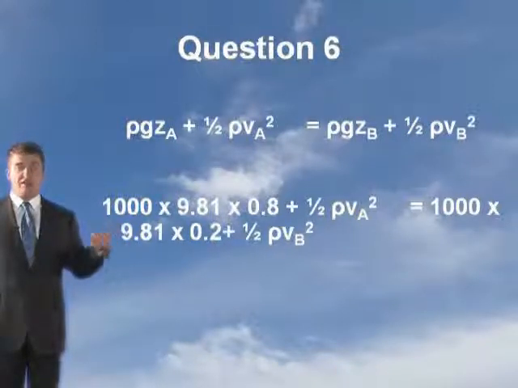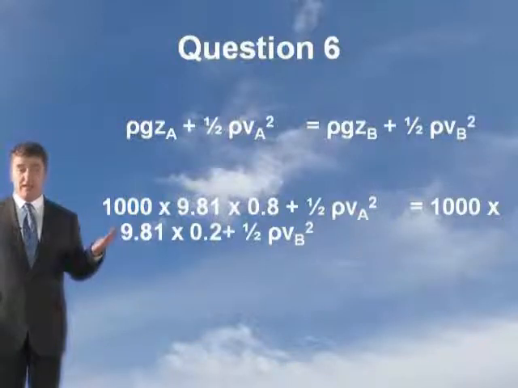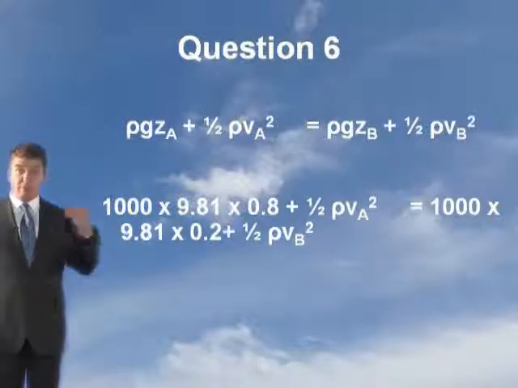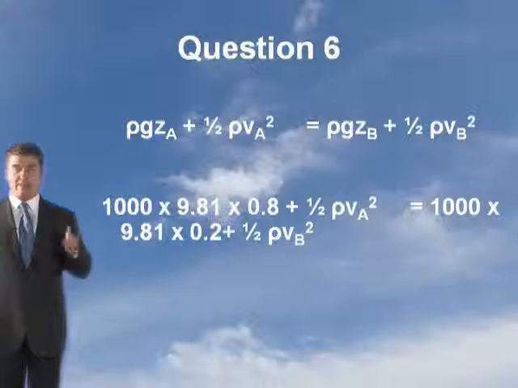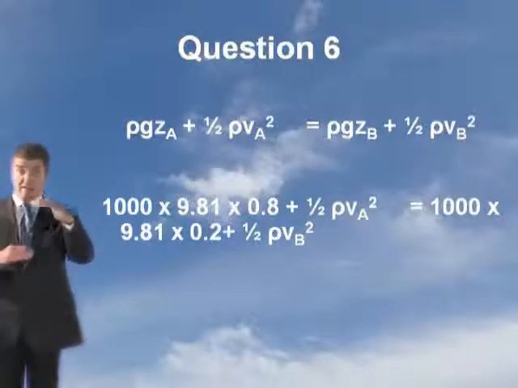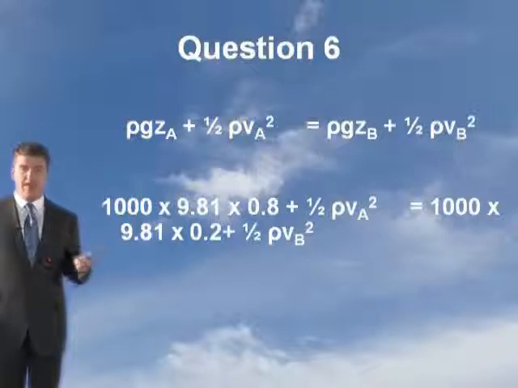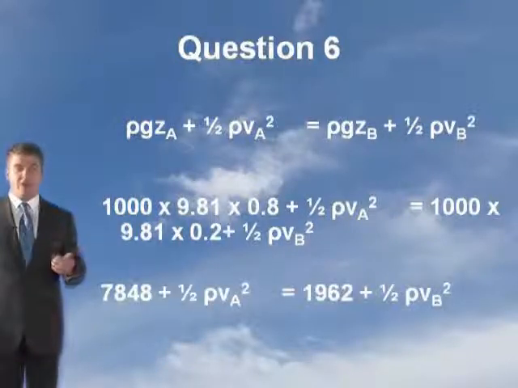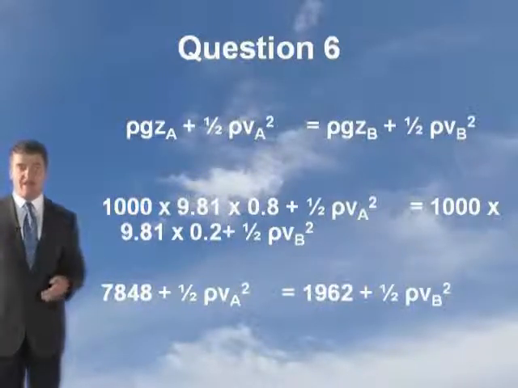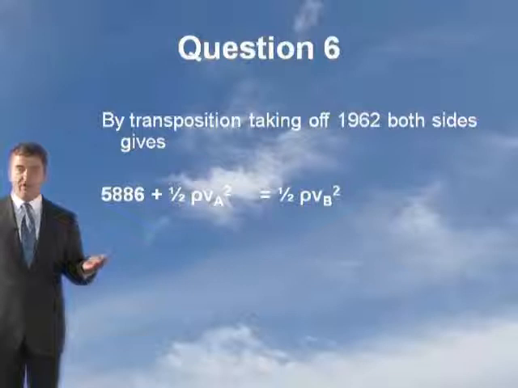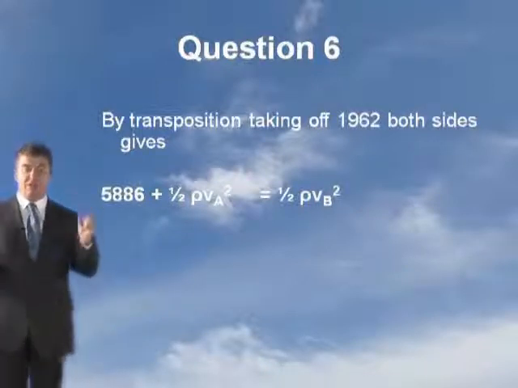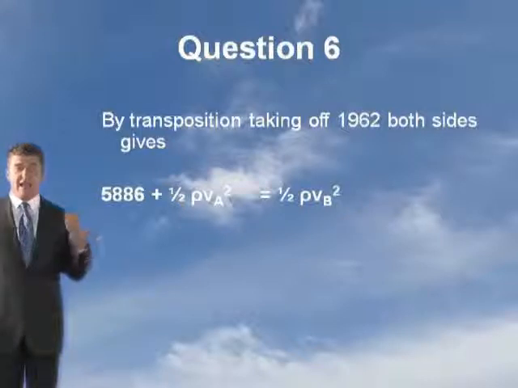You've got 1,000 times 9.81 times 0.8, which is the pressure energy in metres head at point A, plus half rho VA squared equals 1,000 times 9.81 times 0.2, 200 mil on the manometer, that energy, plus half rho VB squared. Multiplied out gives you 7848 plus half rho VA squared equals 1962 plus half rho VB squared. Now, transposition: take off the lower number, which is 1962, from both sides, and you get 5886 plus half rho VA squared equals half rho VB squared.